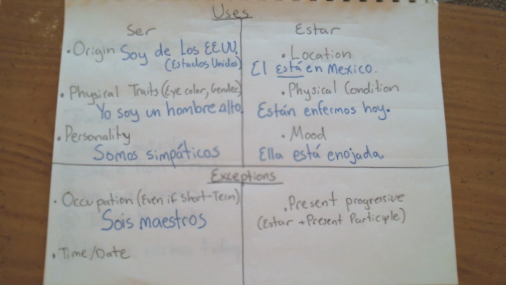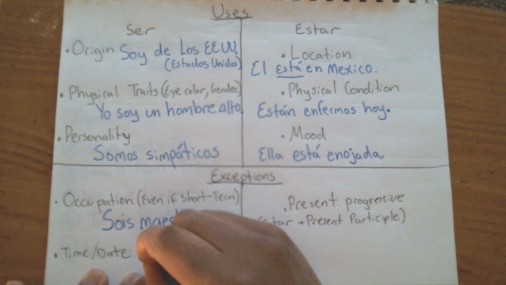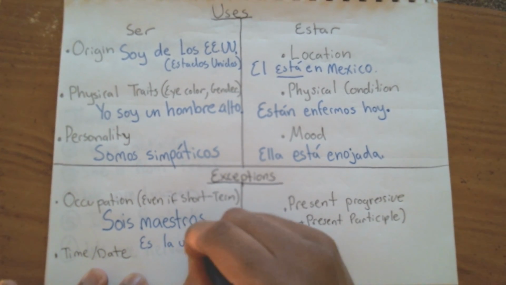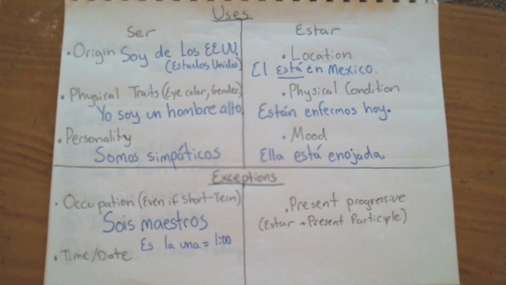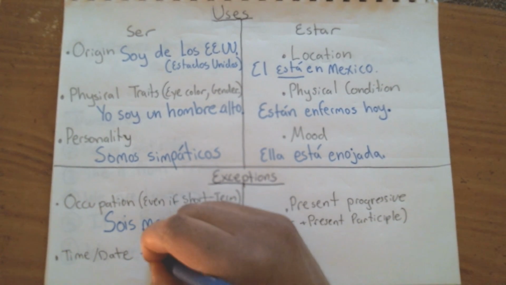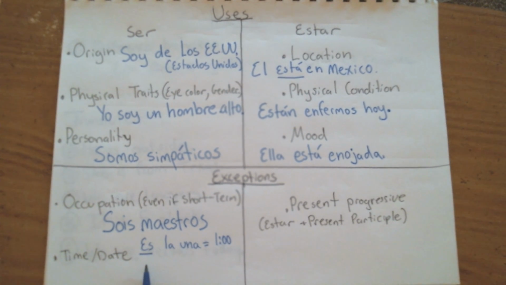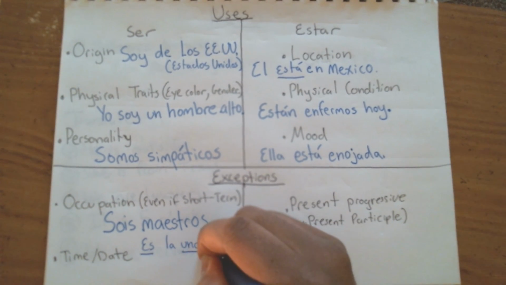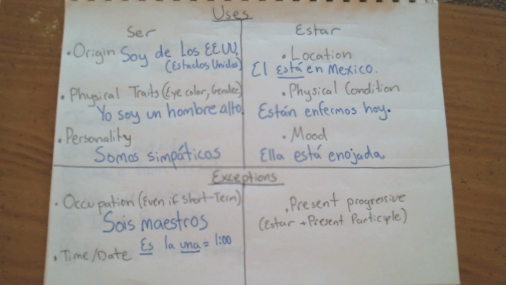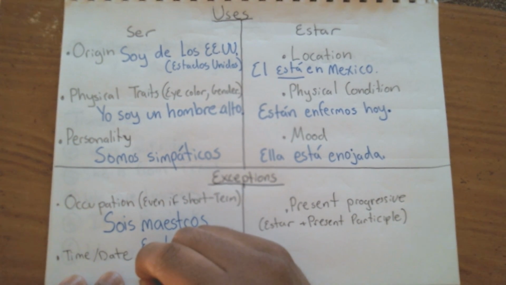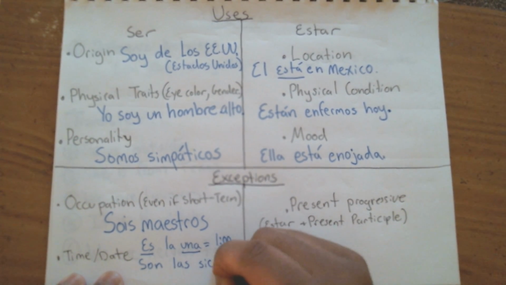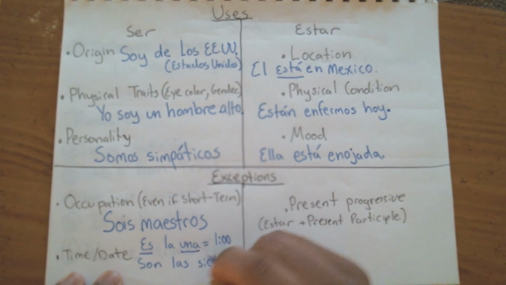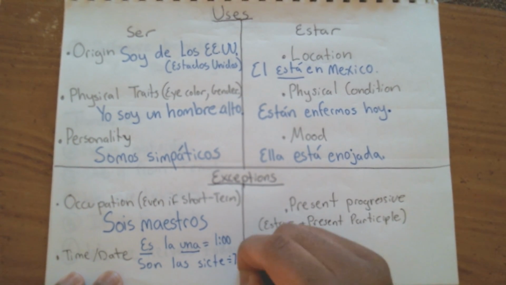Now, you use the verb ser to talk about what time it is as well. For example, you could say es la una, which means it is 1 o'clock. Now, an important thing to remember, see the verb ser is right here? Use the singular form of ser if the hour is singular. Use the plural form of ser if the hour is plural. You could say son las siete, okay? Which means it is 7 o'clock.